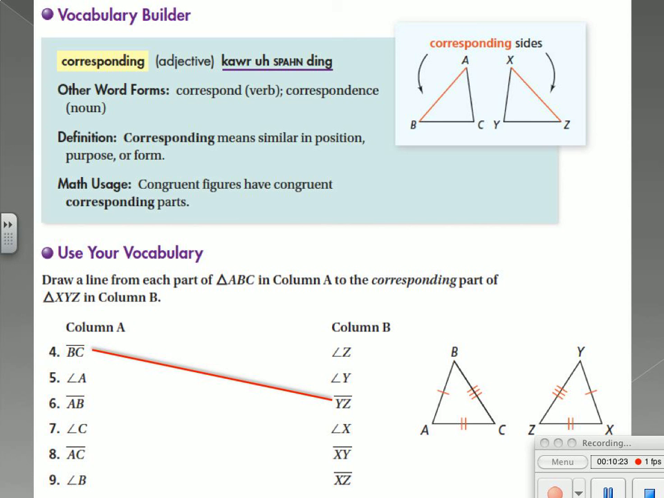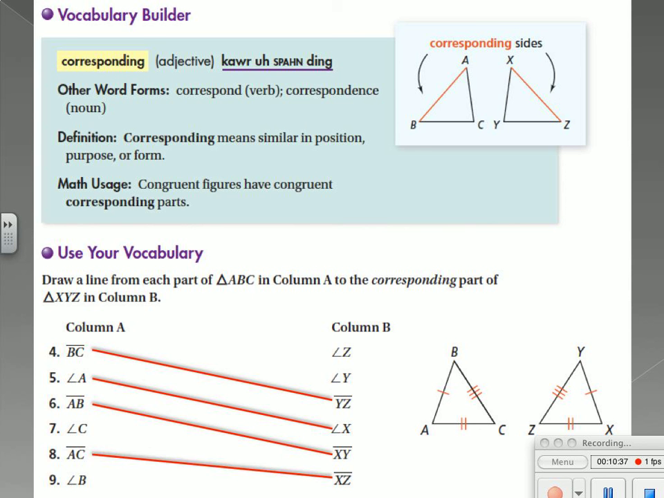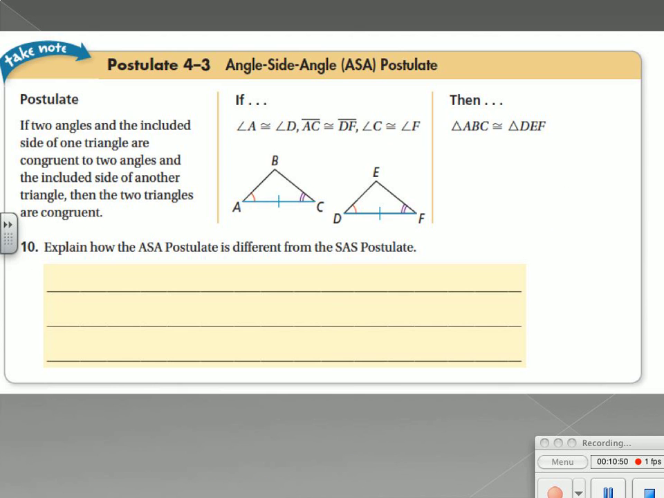Angle A is between the 1 dash and 2 dashes, so it goes with angle X. Segment AB has 1 line, so it goes with segment XY. And angle C is between 2 and 3 dashes, so it goes with angle Z. And I did that out of order. And segment AC goes with segment XZ, and angle B goes with angle Y. All right, so let's go on to our lesson.